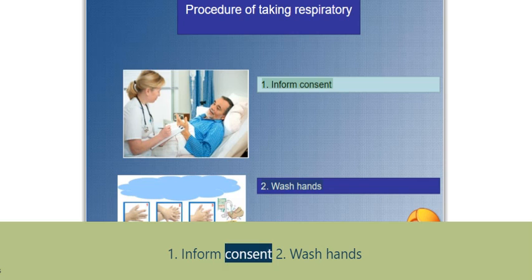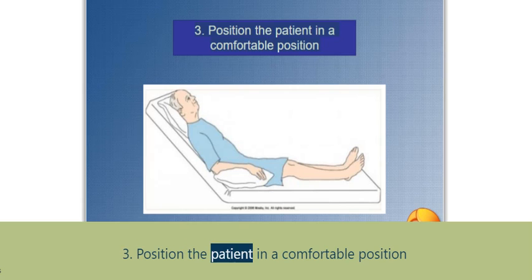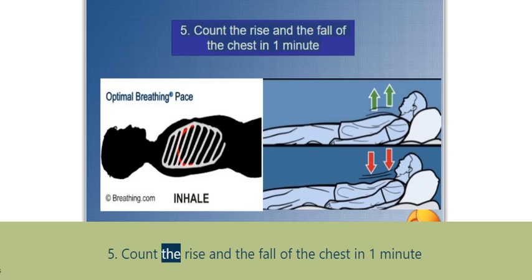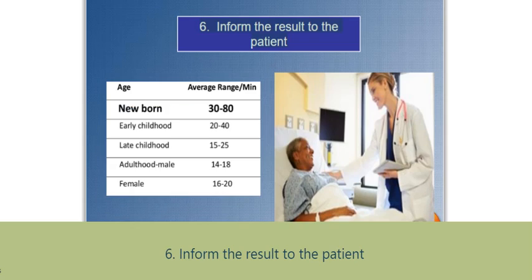1. Inform consent. 2. Wash hands. 3. Position the patient in a comfortable position. 4. Place the patient's arm on the patient's chest. 5. Count the rise and the fall of the chest in 1 minute. 6. Inform the result to the patient.